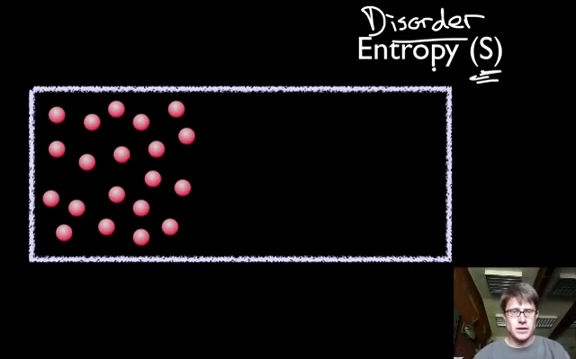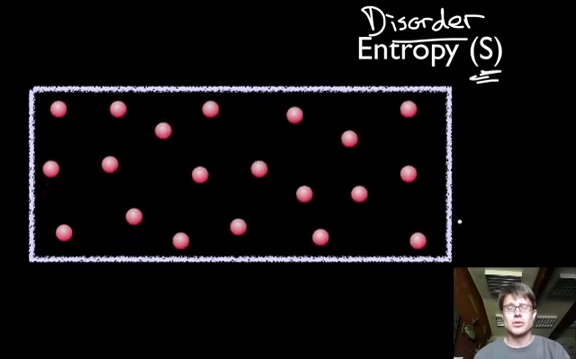And so let's compare this. Right here we've got a bunch of molecules on this side, and then we've got a lot of space over here. So what happens to the disorder of that system as I do diffusion?